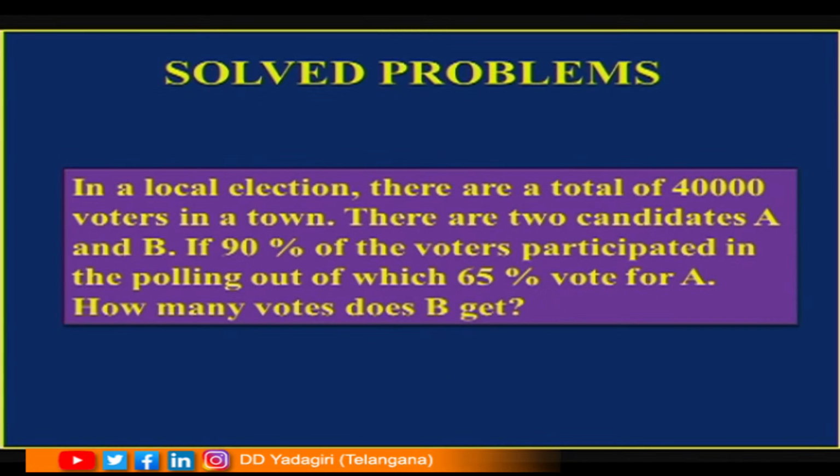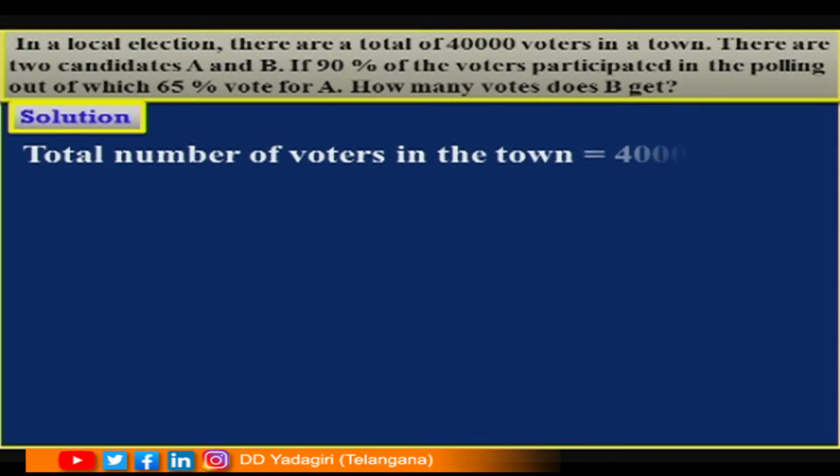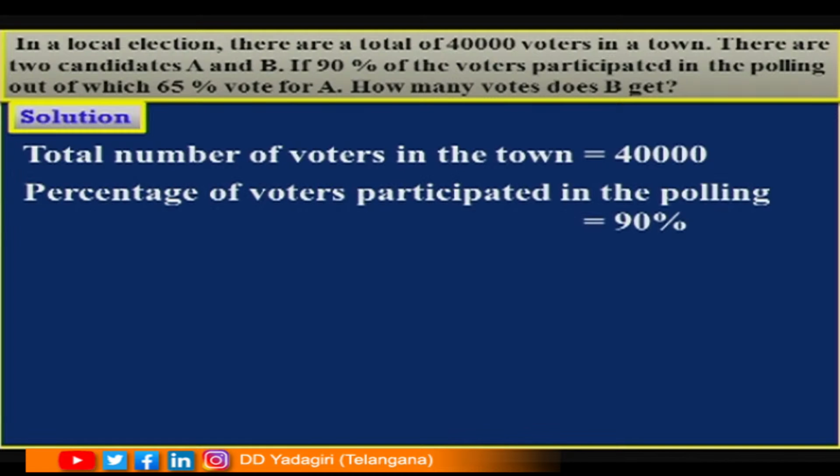In a local election, there are a total of 40,000 voters in a town. There are two candidates, A and B. If 90% of the voters participated in the polling, out of which 65% vote for A, how many votes does B get? Here there are altogether 40,000 voters in the town. Out of this 40,000, how many have participated in the voting? Yes, only 90% have participated in the polling.